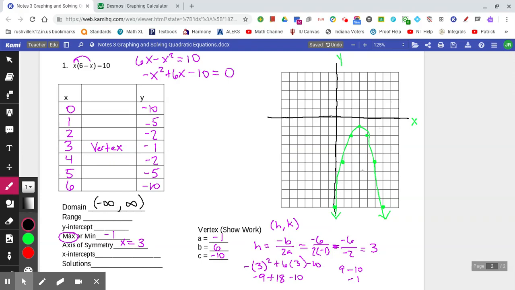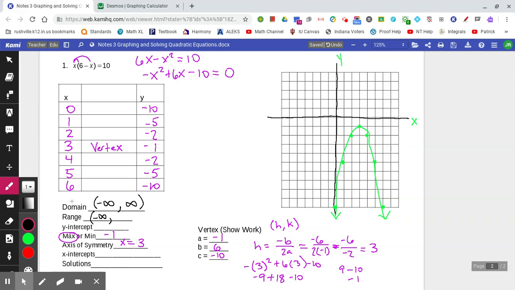Domain, whenever you're working with quadratics, will always be all real numbers, so negative infinity to positive infinity using parentheses around those. The range will either be negative infinity to something or something to positive infinity, depending on if your graph opens up or if it opens down. So because this graph opens down, notice I could go down forever. The arrows are pointing down. So that means that my range goes from negative infinity, but then it reaches a maximum point. So this is the highest value that I have.